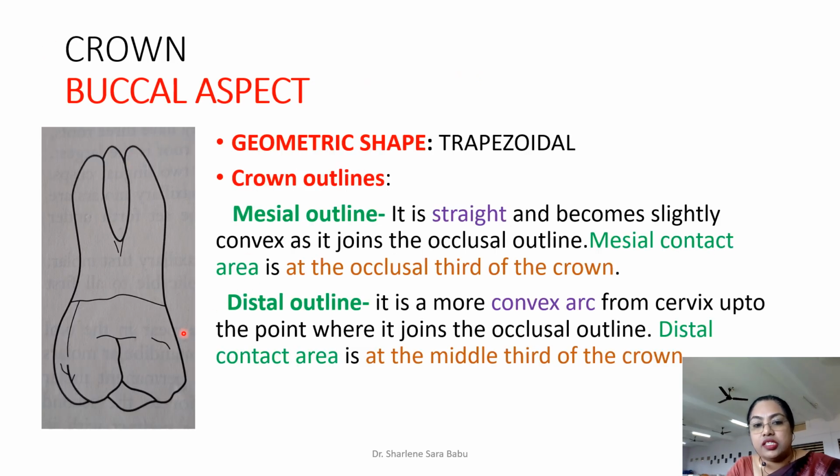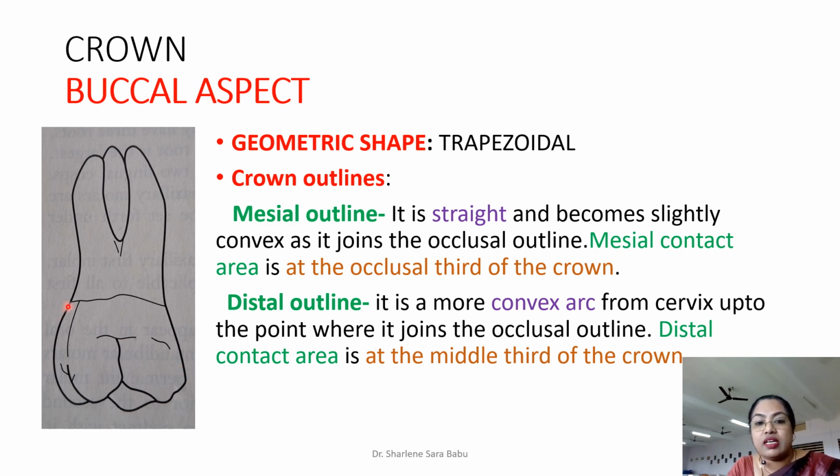Let's go in detail on the crown, and now the buccal aspect. The geometrical shape is trapezoidal. First, let us go on the crown detail. The first is the mesial outline. It is straight and becomes slightly convex as it joins the occlusal outline, and the mesial contact area is at the occlusal third of the crown.